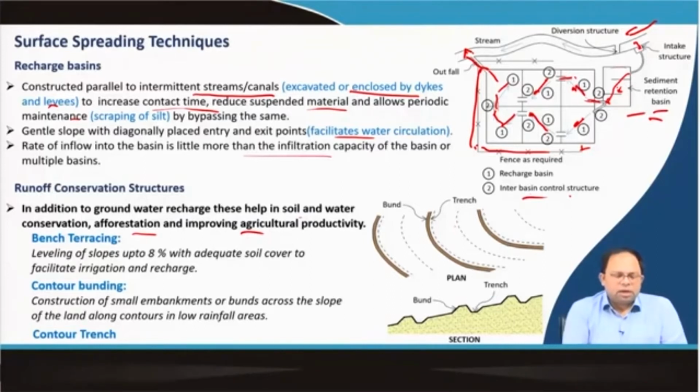The first method is bench terracing. As you can see in bench terracing, if I have a profile of a hill like that, we usually create benches, and we level the slopes up to 8% with adequate soil cover to facilitate irrigation and recharge.